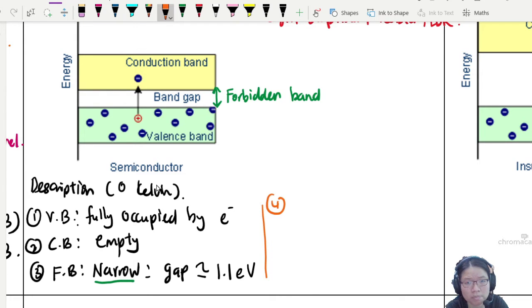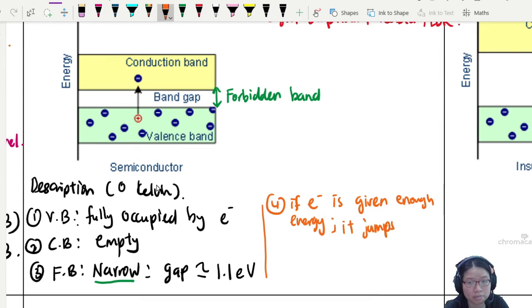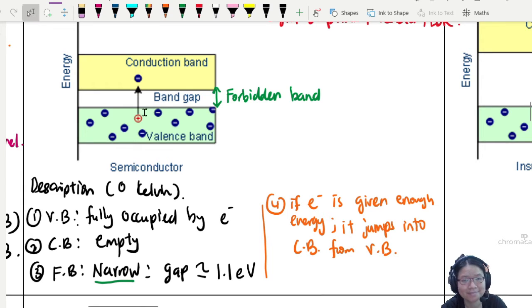Okay, so number 4, if the electron is given energy, or enough energy, sufficient energy, it jumps into the conduction band from the valence band. Jumps into the conduction band from the valence band. Jump like this. So what are the possible ways to give an electron energy? You know this. We talk about this. So to add energy, I have 2 options.